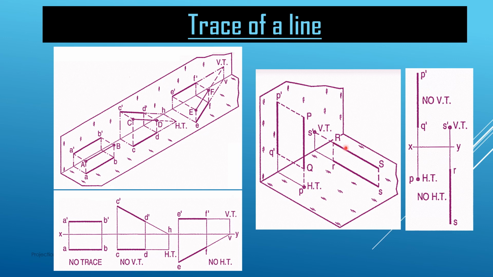Similarly, when the line RS is perpendicular to VP, we are getting the projection RS on the HP and S dash on the vertical plane. This S dash is the point where this line RS intersects the vertical plane. So here S dash and VT are the same, meaning the vertical projection and vertical trace are coinciding here. And because RS is parallel to HP, we are not getting any horizontal trace of this line. So this is the concept of traces.